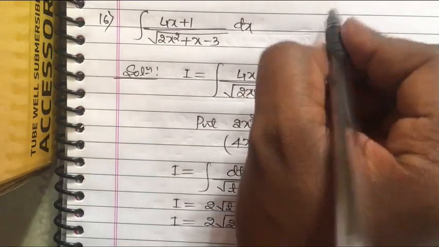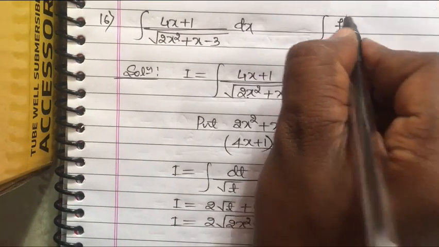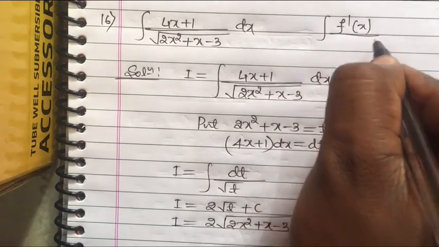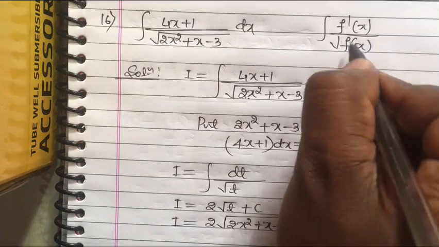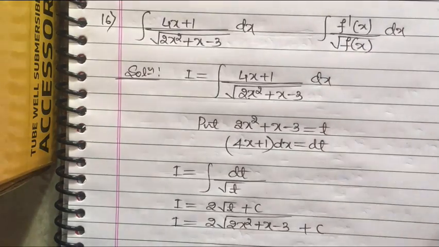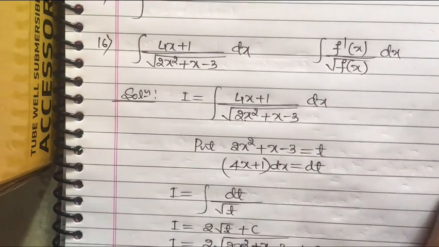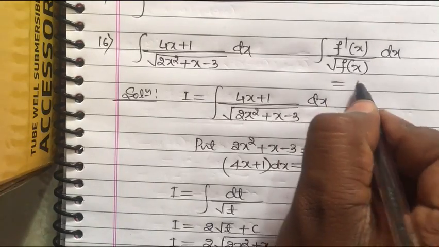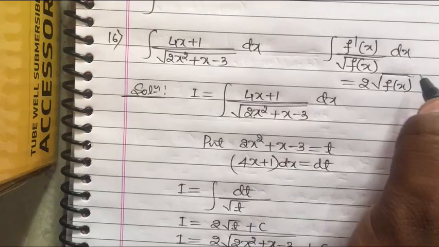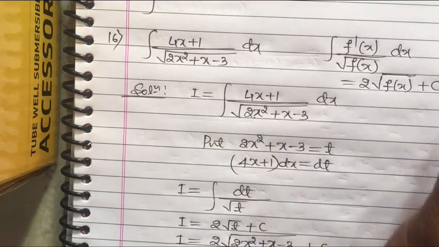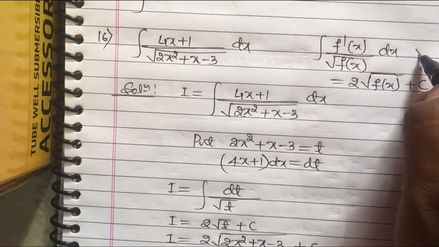So here, this is there in the standard form of integration of f dash of x divided by root f of x dx, f dash of x by square root of f of x dx. So this can be written as 2 times root f of x plus c. So this is the standard result.